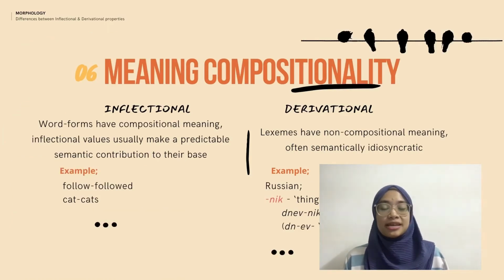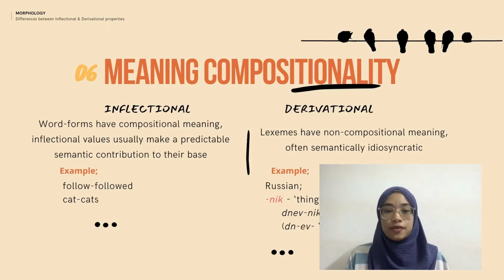Next, property number 6, meaning compositionality. Canonical inflected word forms have compositional meaning, but canonical derived lexemes have non-compositional meanings. Inflectional values usually make a predictable semantic contribution to their base, but derived lexemes are often semantically idiosyncratic, or in other words, derivations have some unpredictable aspect to their meaning.